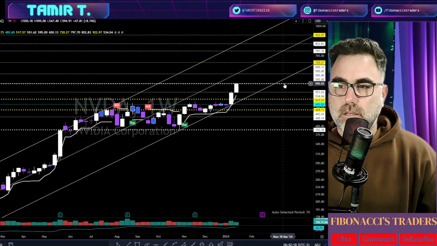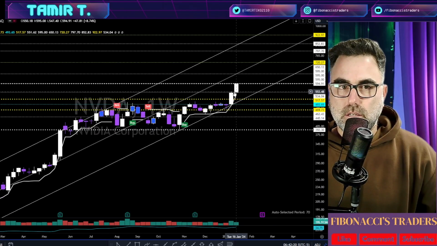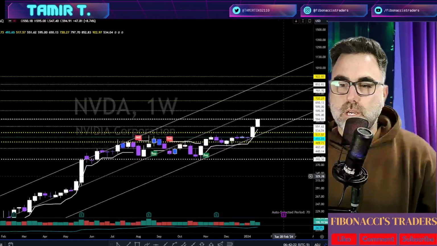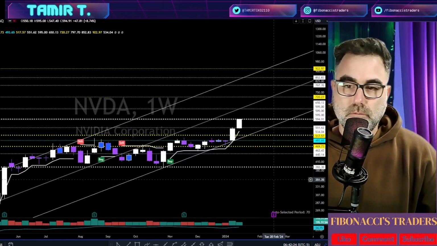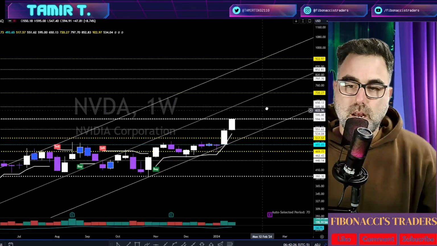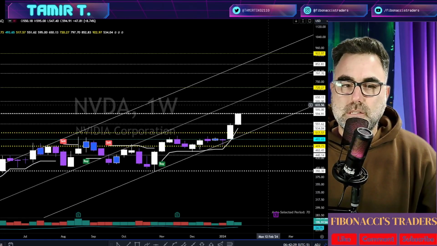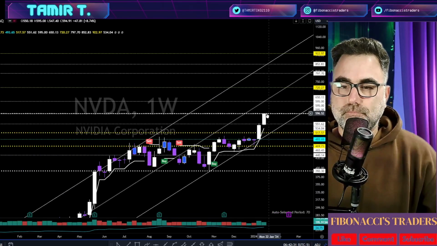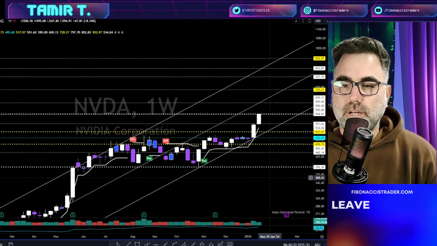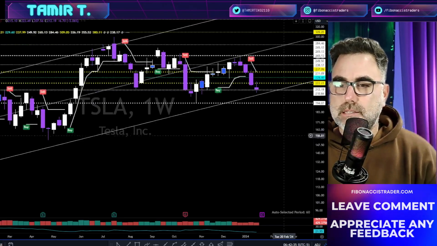NVIDIA, another beast, unstoppable, 21%, right? In just 2 weeks. By the way, 21, Fibonacci number. What can we say about NVIDIA? Beast until proven otherwise.